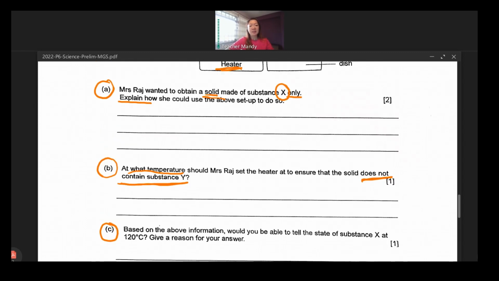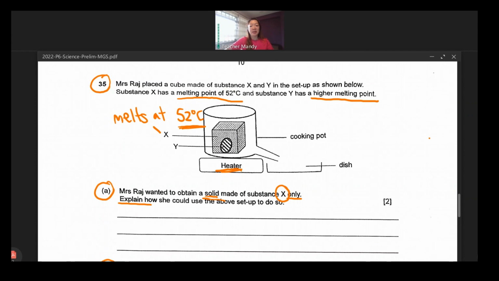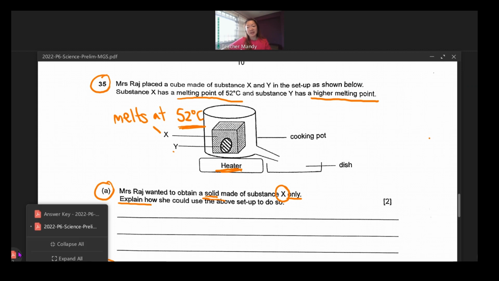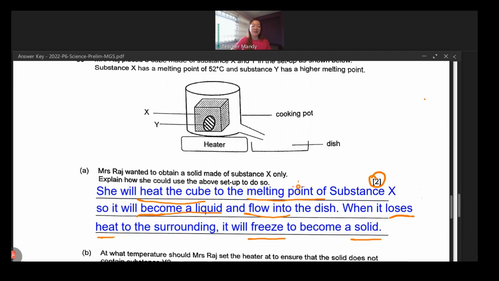So as mentioned, substance Y has a higher melting point. So as long as it does not go higher than 52, because 52 is the one for X, and Y has a higher one. So anything above that, even 52.1, maybe its melting point. So just heat it at 52. It will not affect Y, because Y will not melt. It has a higher melting point, you need a higher temperature. So the answer is very simple. This one is actually just 52 degrees Celsius.